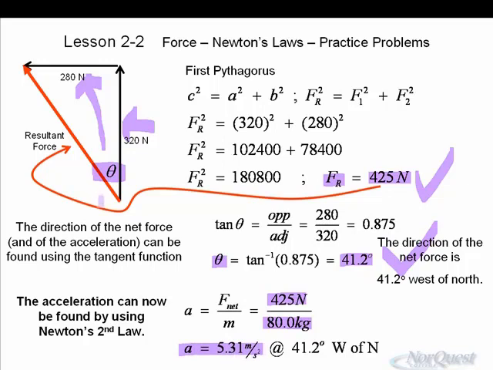That means the tackling dummy will initially accelerate at 5.31 meters per second squared, and the angle will be west of north, because the first tackler was going north, the second tackler was going west, and so we end up going in a northwesterly direction. It's a little more north than west because the 320 is a little bigger than the 280, and so we end up going 41.2 degrees west of north. We could also give this answer in terms of so many degrees north of west, but this is a good response to this particular question.